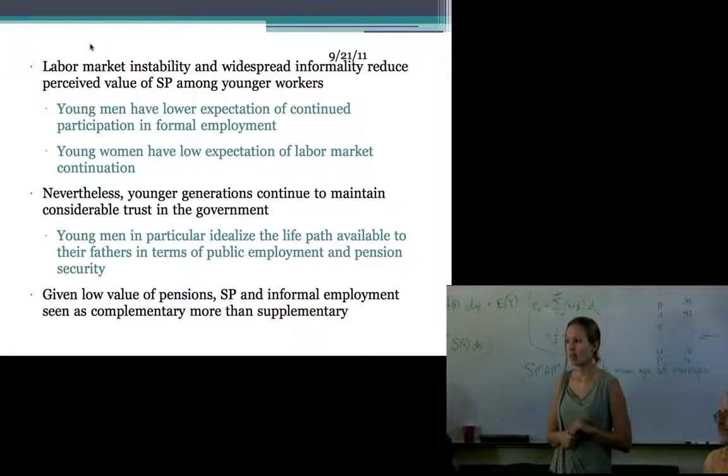I think they're hoping that the husbands will eventually get a formal sector job, or if the wife isn't, one of them will get a formal sector job and have a pension to begin with. If not, there's definitely a lot of social flows of money that happen.